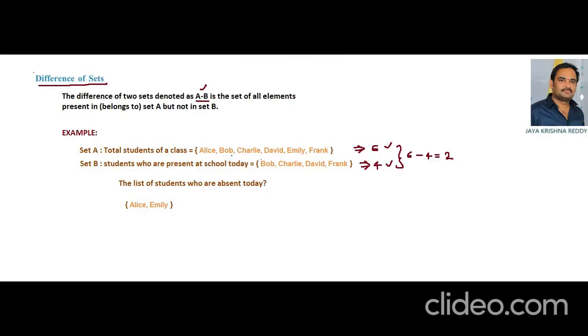Here you can observe Bob attended the school today and Charlie also attended the school today. David also attended school today. Frank also attended school today. And Alice and Emily, these two are not present at school. So these two are absent from school today. So this list, this set, is nothing but A minus B. Set A minus B is the difference of these two sets. So A minus B means the element should be present in set A but not in set B.